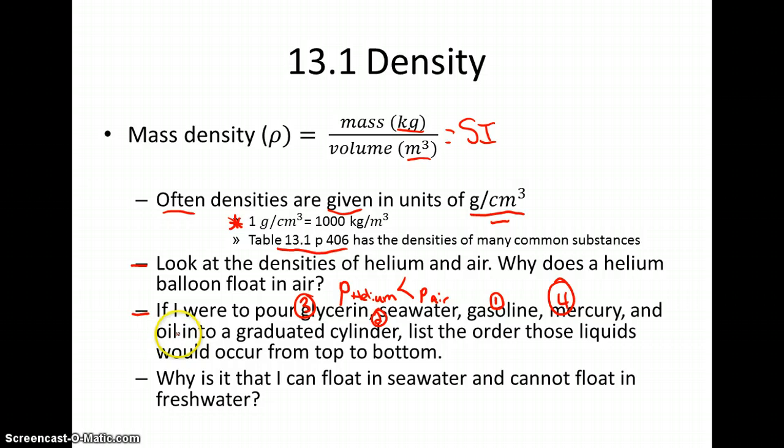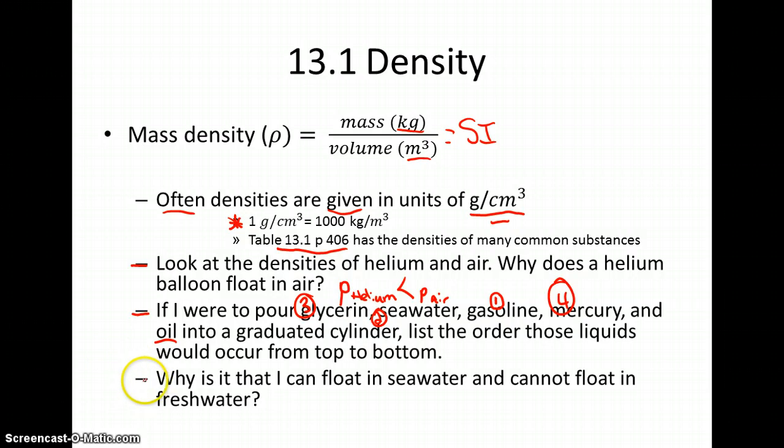Oh, and I forgot oil, okay? Sorry about that. Oil is going to fall between gasoline and seawater, and so oil is actually going to be number 2, seawater number 3, glycerin number 4, and mercury number 5. Right, and that's just from least dense, which will be the one that floats on the top, to most dense. Mercury is going to settle out at the bottom of that column.